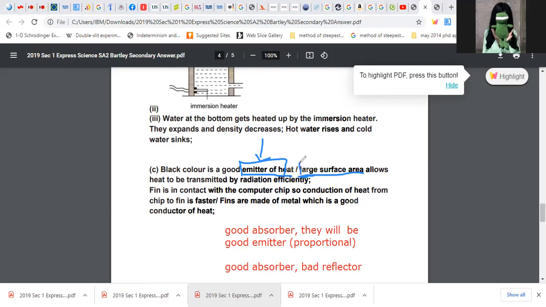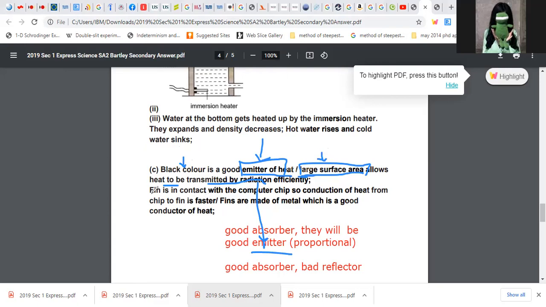So what else are you missing? Large surface area. You don't need to say structure or arrangement. You just say large surface area, which allows heat to be transmitted by radiation. Radiation and emitter are the same thing. So you can say black color and a large surface area. You say these two things, but your explanation is wrong.